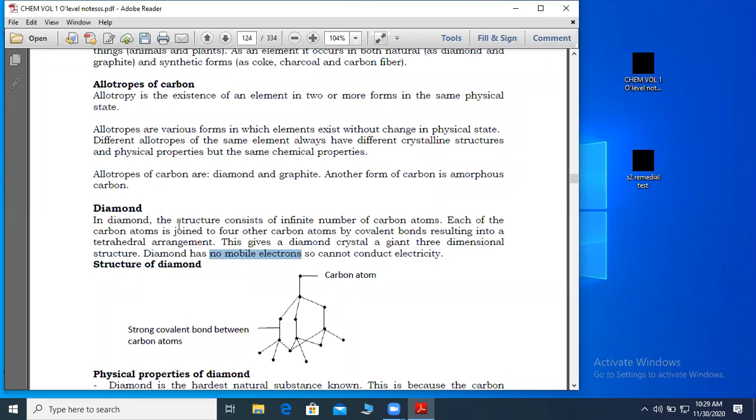You say in diamond, each of the carbon atoms is joined to 4 other carbon atoms by covalent bonds, resulting into a tetrahedral arrangement.